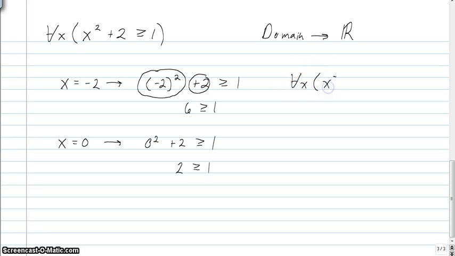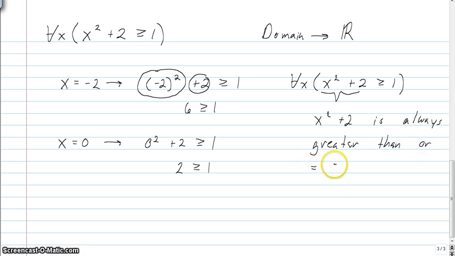So one way you might verify this is to just write out your reasoning. This expression on the left-hand side, x squared plus 2, is always greater than or equal to 2, right? Because x squared is some positive number. If I take a positive number and I add 2, then I'm always going to get a number that's greater than or equal to 2. And so because of that, the statement is true.